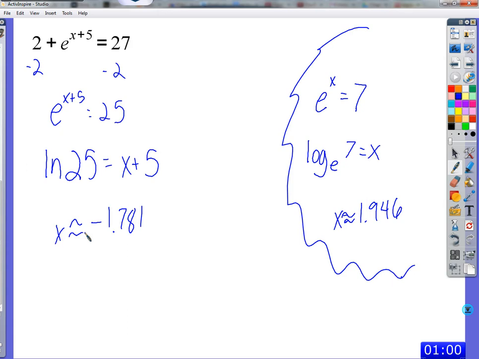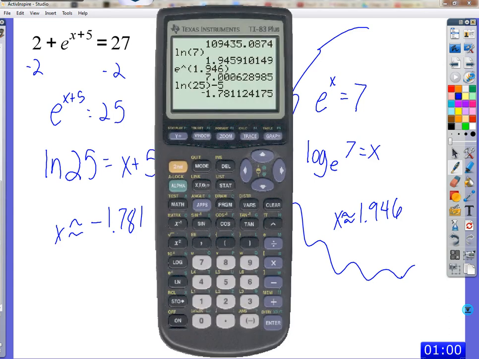Is that the same as the natural log of 20? No, because when I find the exponent for e that gives me 25 and then subtract 5 from it, it's not the same thing as taking the natural log of 20, because that's the exponent of e that gives me 20. Those aren't the same. If I go to my calculator and try it out, there's natural log of 25 minus 5, and here is log base e of 20. Not the same.